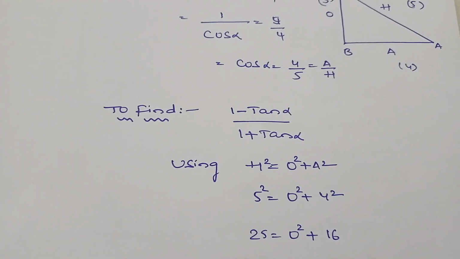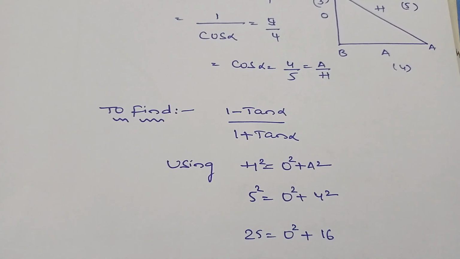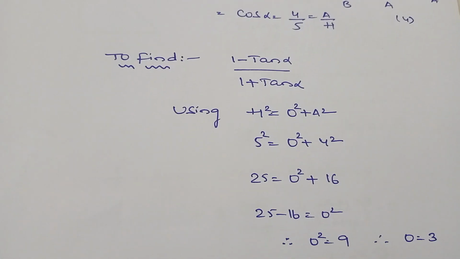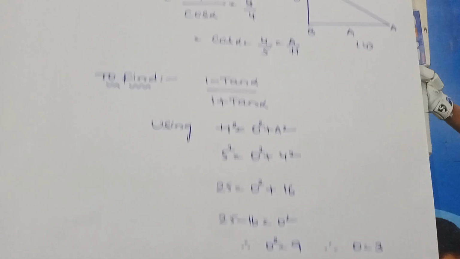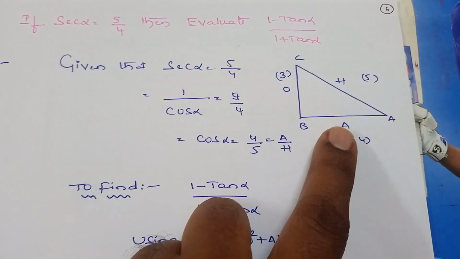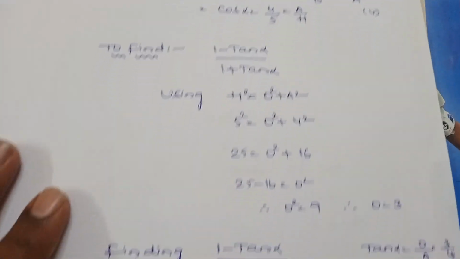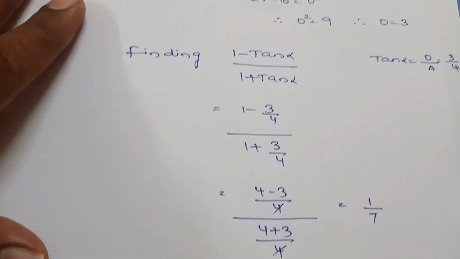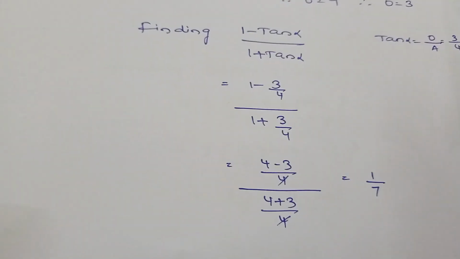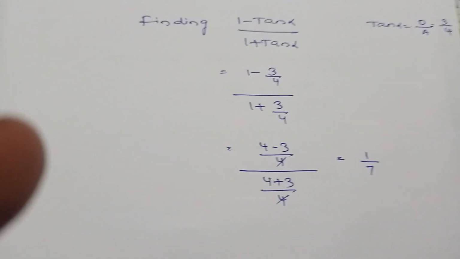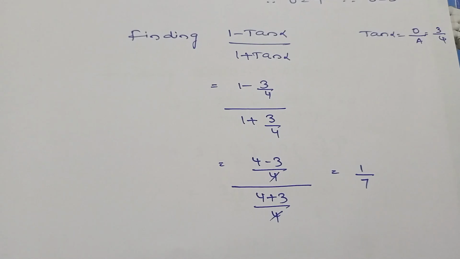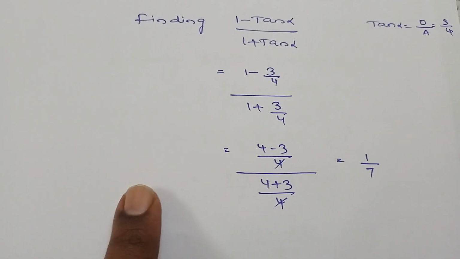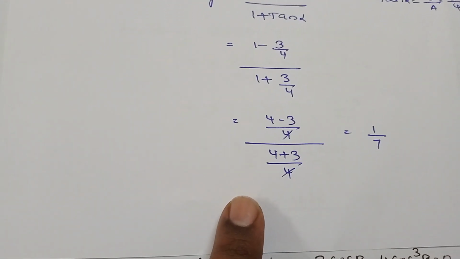So we need to find the value of (1 minus tan alpha) by (1 plus tan alpha). So what is tan alpha actually? Tan alpha is opposite by adjacent side, guys. So from the triangle, opposite side by adjacent, we got 3 by 4. So substitute that value in this and simplify. So (1 minus tan alpha) by (1 plus tan alpha) implies (1 minus 3 by 4) by (1 plus 3 by 4). Taking LCM and simplify, we get 1 by 7, guys.